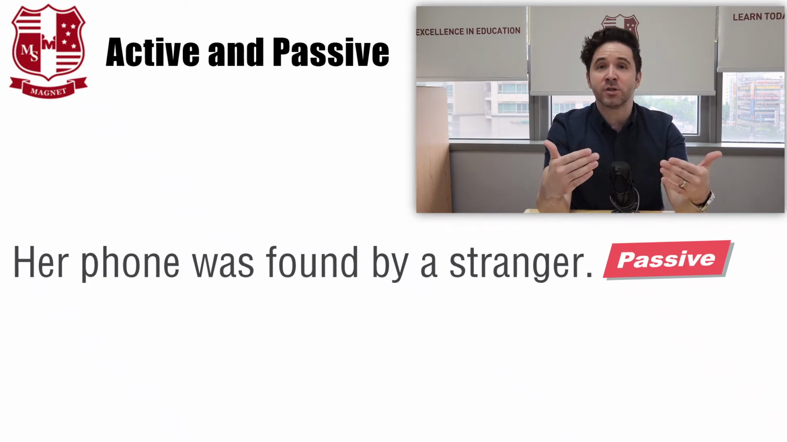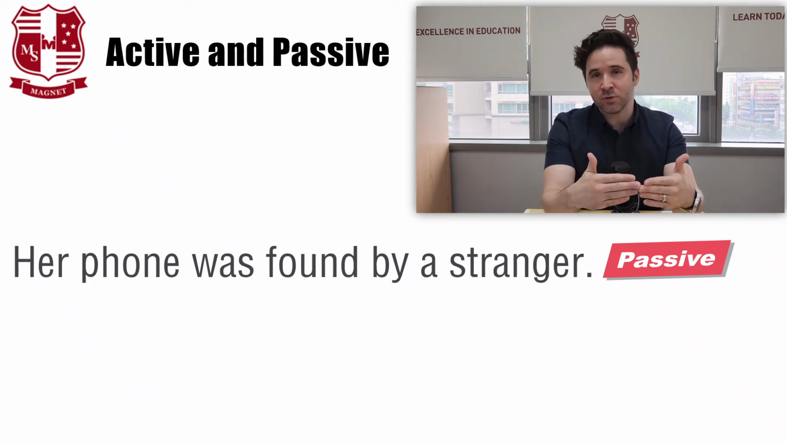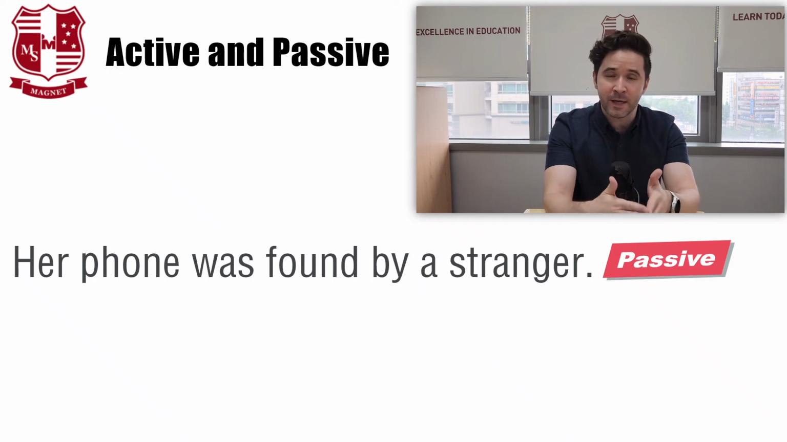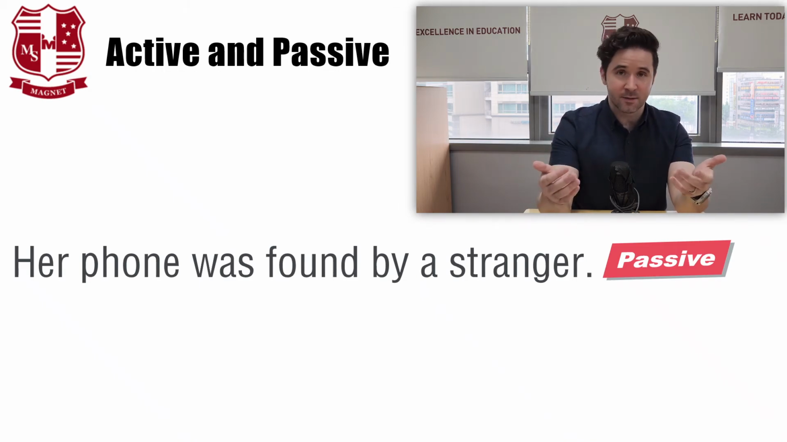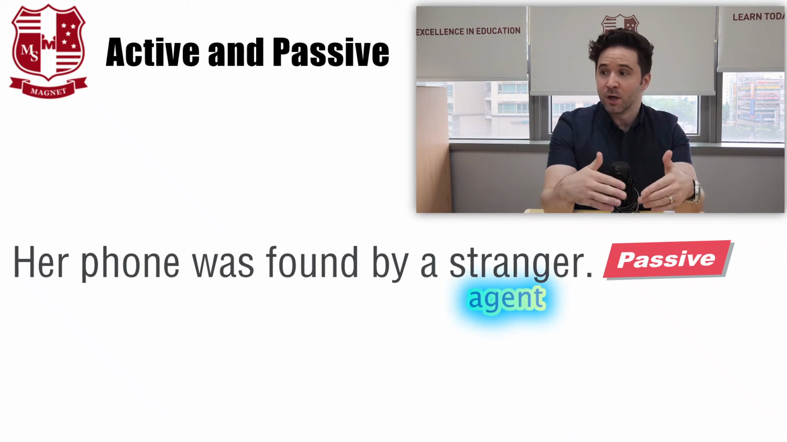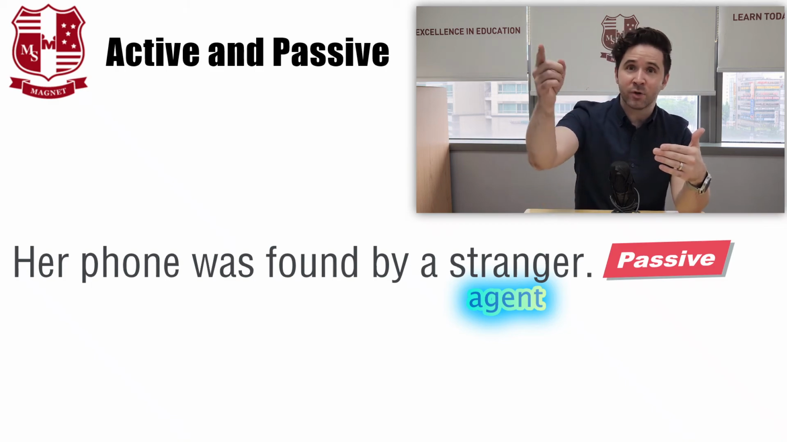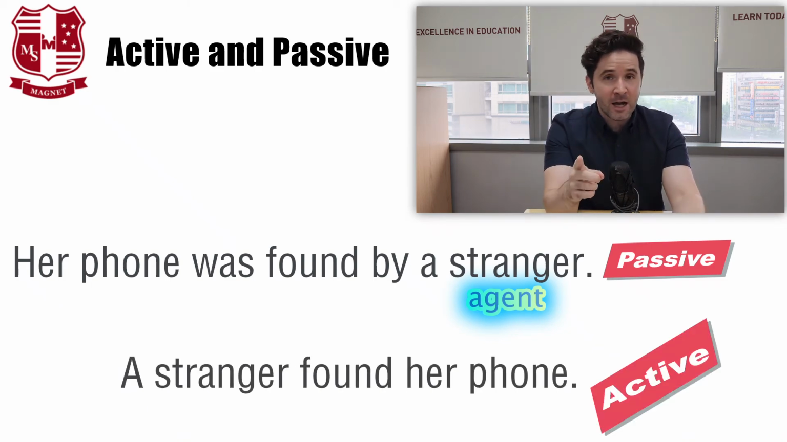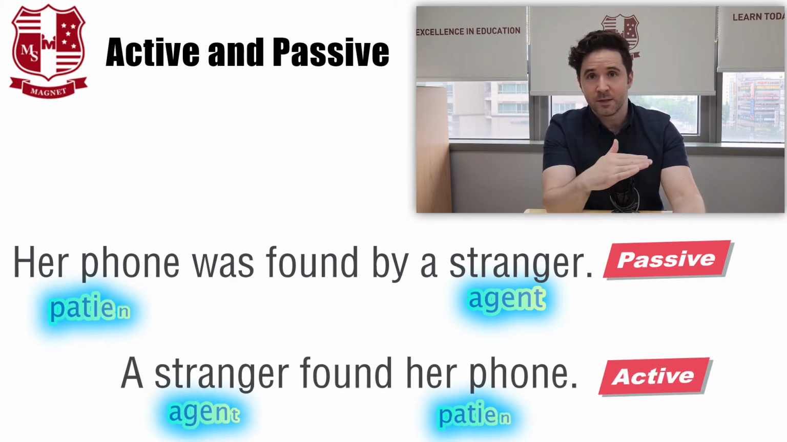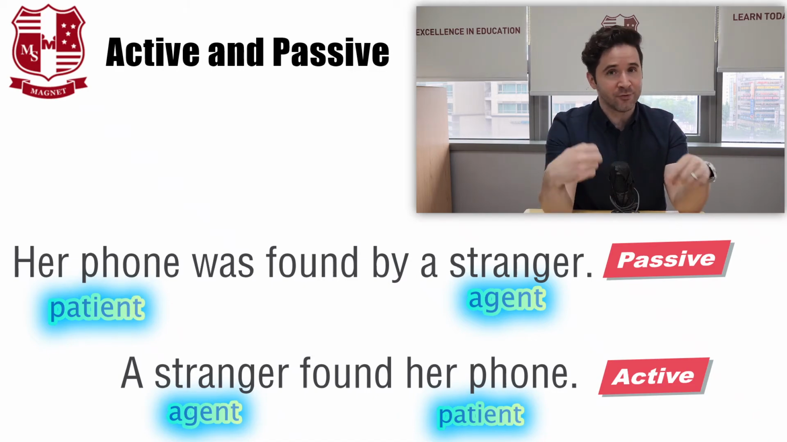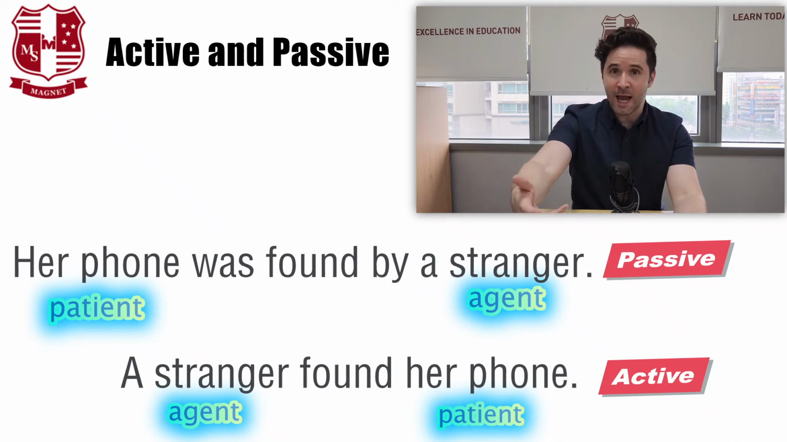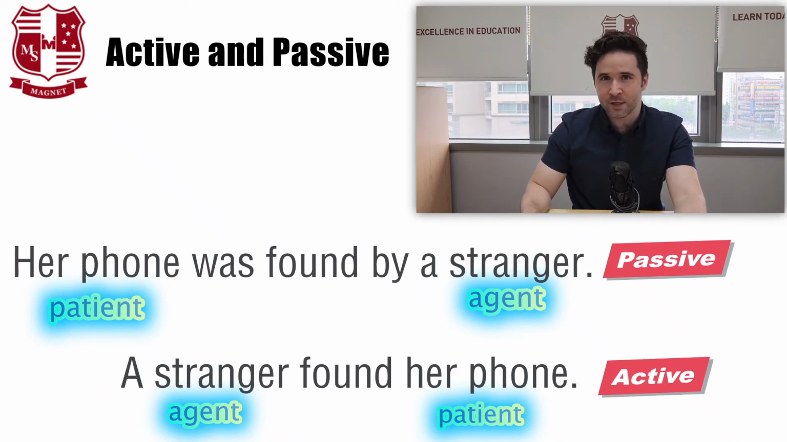What I have to do is first look for the agent. As you know, the agent should come before the verb in an active sentence. So, in this sentence, who or what does the finding? The stranger. A stranger. So when we make it active, we're going to say a stranger found her phone. Simple. We don't need to say "was found" because the stranger was not found. The stranger did the action. The stranger found her phone. And this is an active voice sentence.